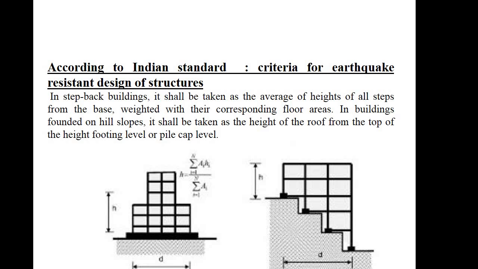We should know about the height when we construct any structure on sloping ground. For such conditions, we need to take the height from the top of the main roof. You can see this in the IS code.